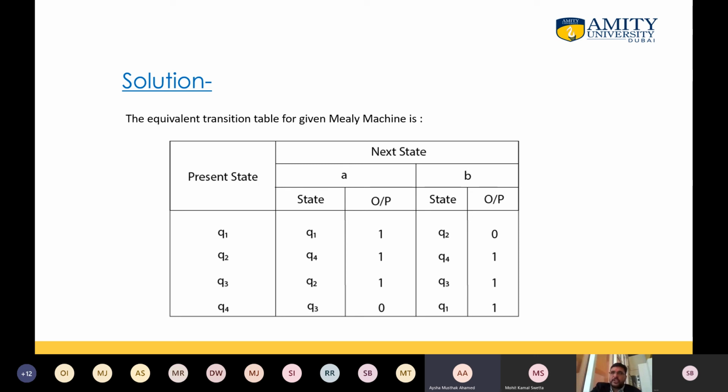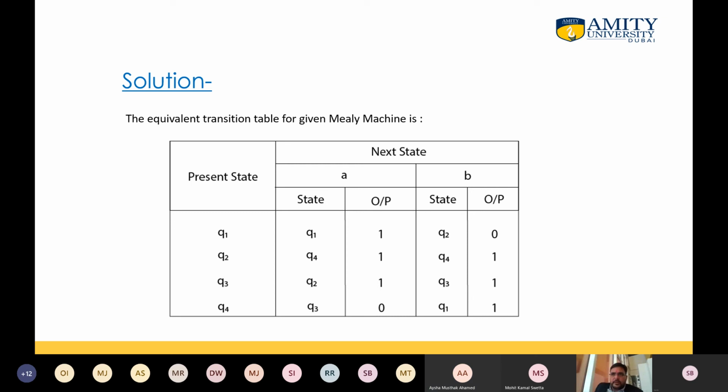And how many states are there where the output is more than 1? 2 states, Q2 and Q3, not Q4. Q2 and Q3, 2 outputs are there. So for Q2, which 2 outputs are there? For Q2, one output is 0 and one output is 1, isn't it? One output is 0 and one output is 1.